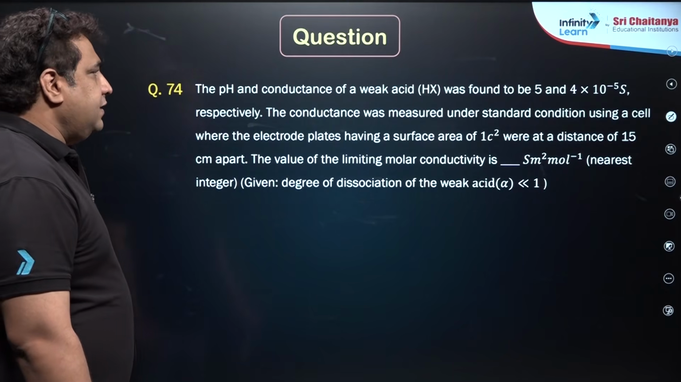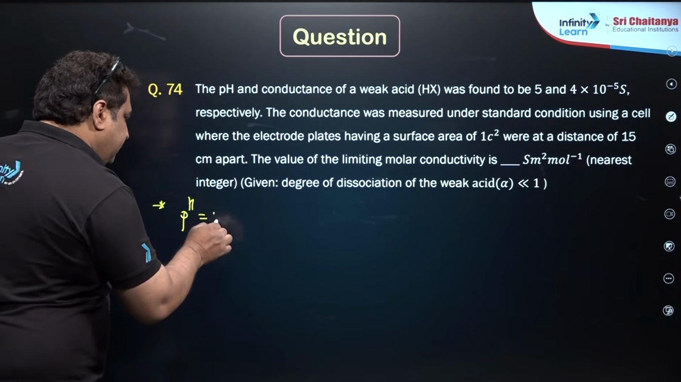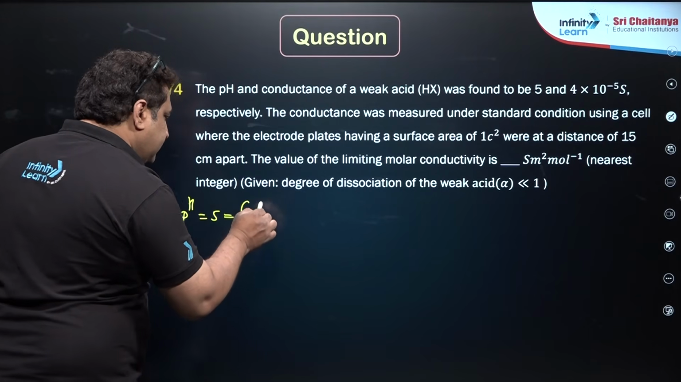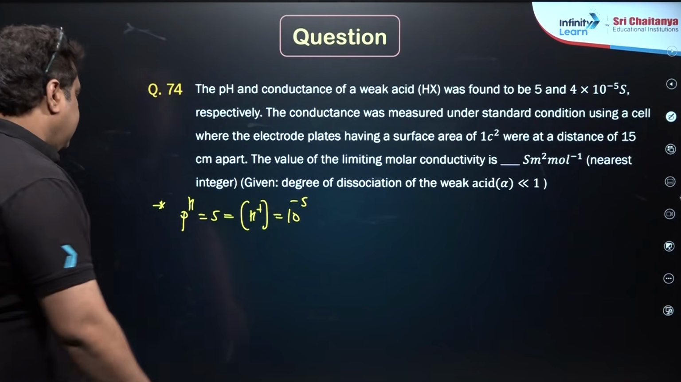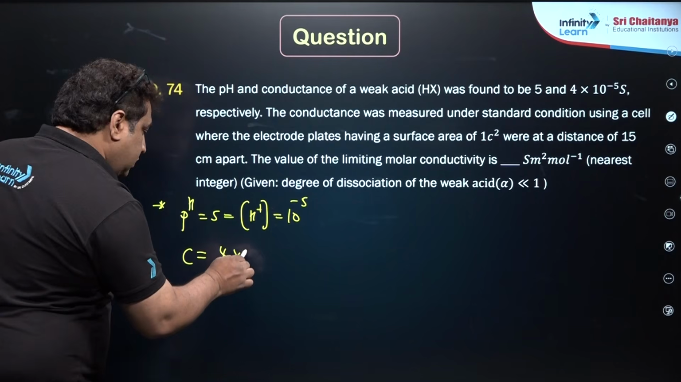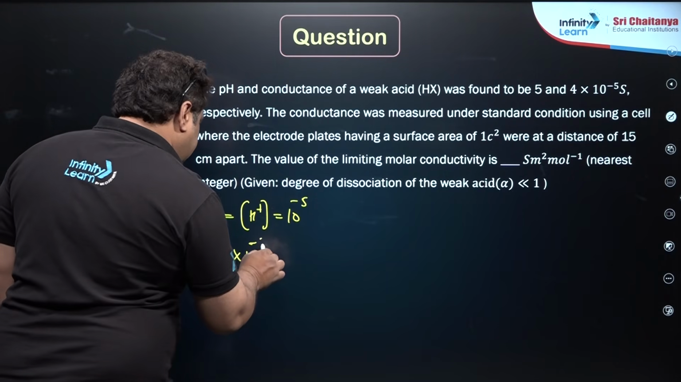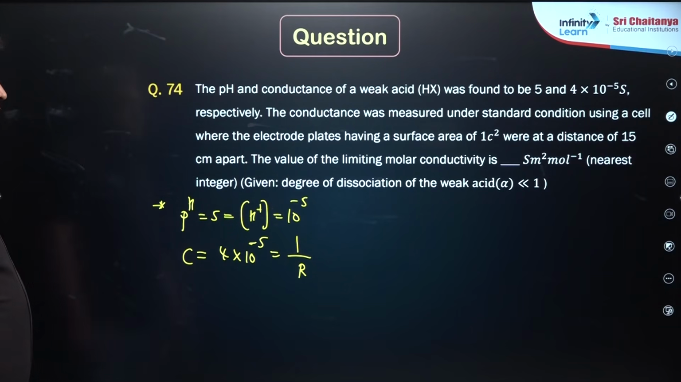The pH and conductance of a weak acid was found to be 5. So, all of us should know that pH is 5, that means the concentration of H plus ions is 10 to the power of minus 5. And conductance C, how much he gave? 4 into 10 to the power of minus 5, this is nothing but 1 by R. The conductance was measured under standard condition using a cell where the electrode plates have a surface area ratio L by A given, and the distance is 15 centimeter apart.